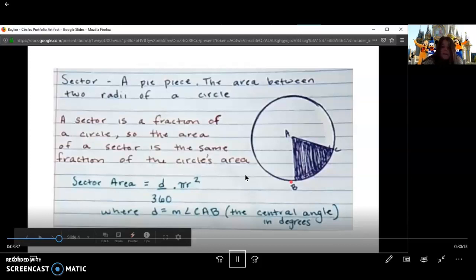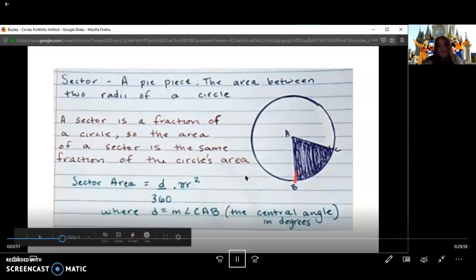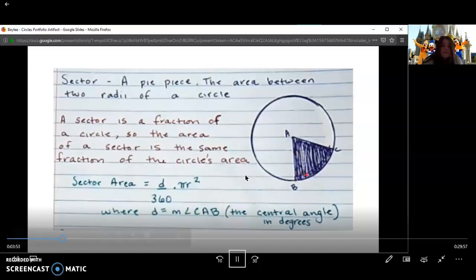And a sector. So in a pie or pizza, it doesn't really matter whichever one floats your boat. It would be a piece of that circle that would be cut out, and it would be like the shaded region here. So it's between this radius, and then this portion on the outside of the circle right there.